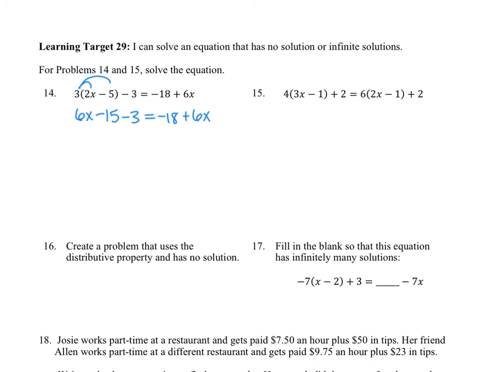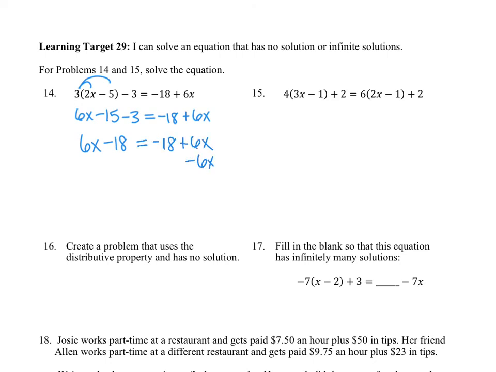So on the left side, let's combine like terms. Be very careful. I have people mess this up all the time. Negative 15 minus 3 gives us negative 18, and 6x, because these are both negative numbers, we're combining them on the same side. So 6x minus 18 is equal to negative 18 plus 6x.